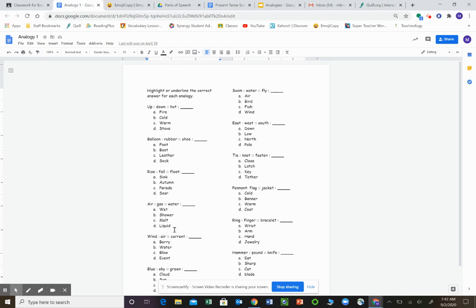Wind is to air as current is to blank. I instantly go, current, blow. I'm going to say blow. Or I look at it more carefully and I go, wind is the movement of air. So when air is moving, we call it wind. So wind is the movement of air. A current is the movement of what? That might help. So good luck today.